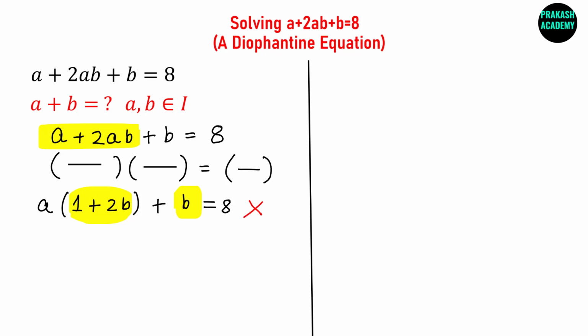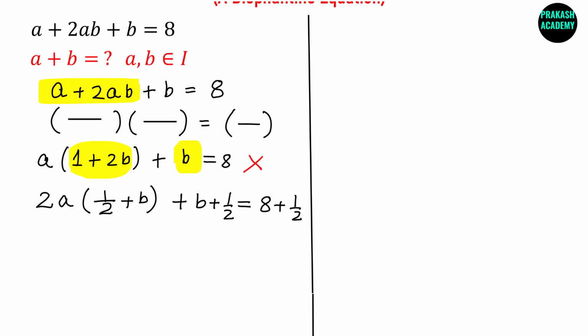What we can do in this case is take 2a common. If I take 2a common, first I will have 1/2, and here I will have b, because 2a multiplied by 1/2 is equal to a, and 2a multiplied by b is equal to 2ab, plus b, and this is equal to 8. Now see, here I have b + 1/2. So I can add 1/2 on both sides. Now b + 1/2 is common, and I can take this common.